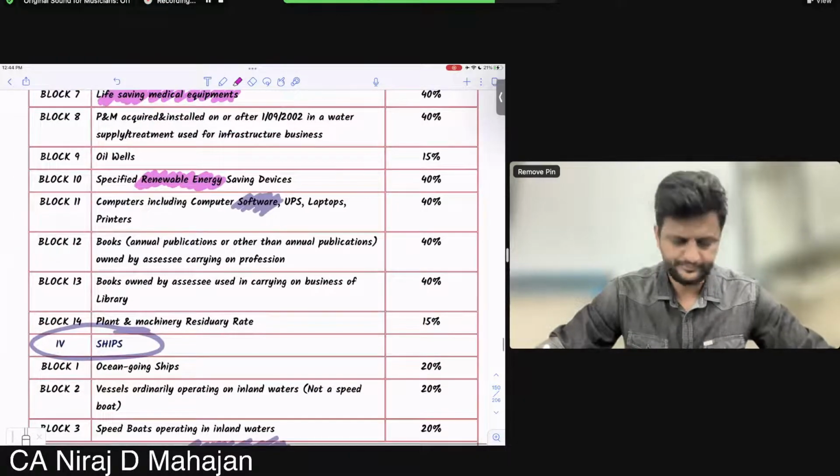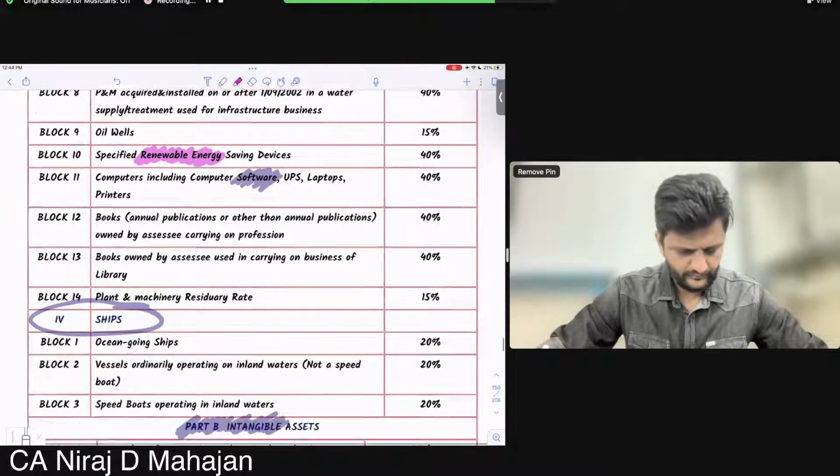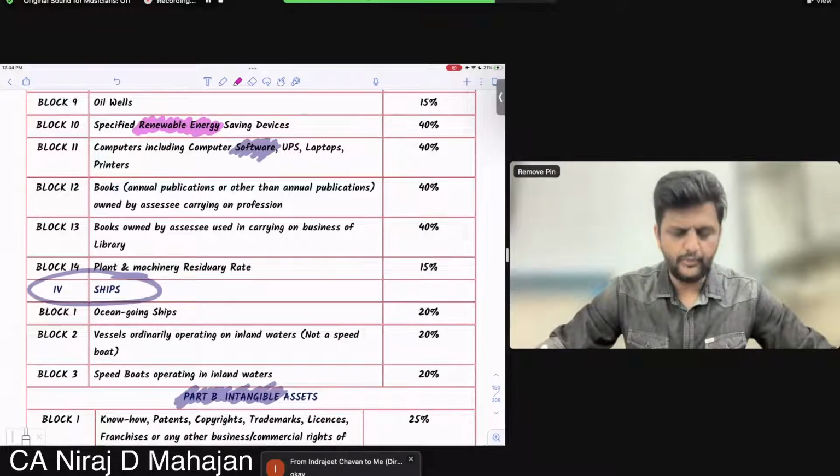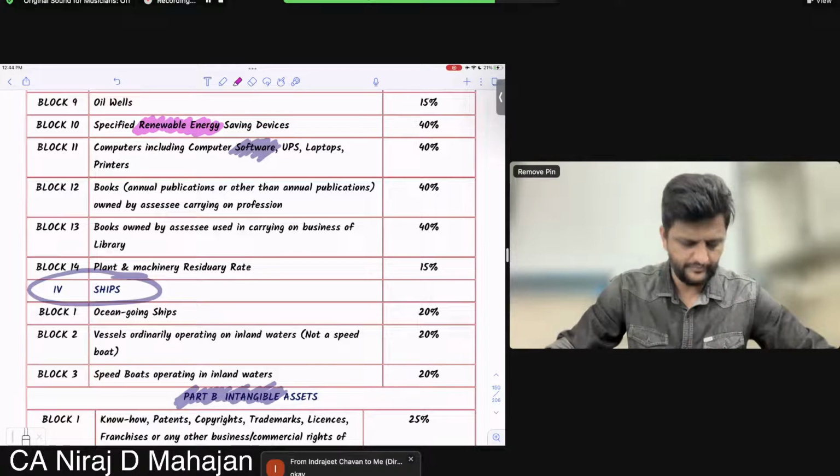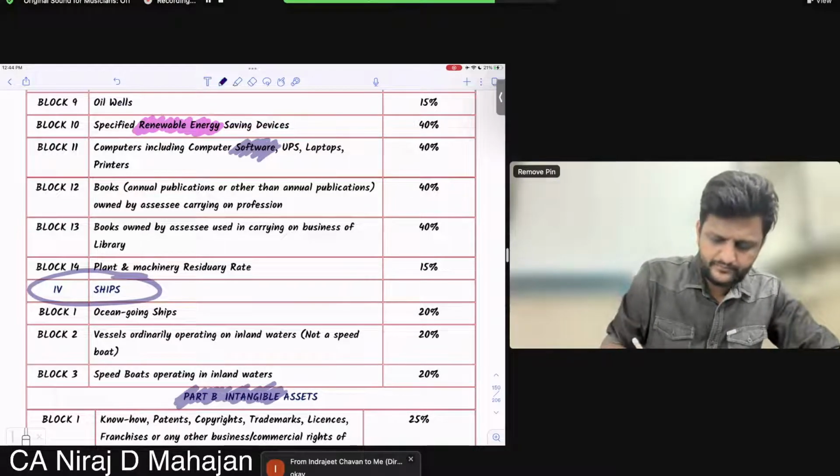Should I go ahead, everybody? Computers including computer software, UPS, laptops, printers. Okay? 40%.